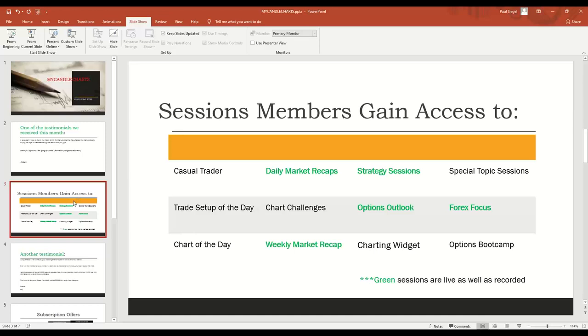Every other session that you see there in black, as well as what's in green, all of those sessions are actually recorded and videos that are posted. We know we have students in 85 different countries. So we know not everyone will be able to attend those sessions live, but we record everything that we do and put that up. So for example, our trade setup of the day video and chart of the day videos, those are always posted by 8 a.m. Eastern time. I know that we'll have people, for example, in India, that at 8 a.m. Eastern time, it was about 5 o'clock in the afternoon in India. So you'll be able to watch those in the afternoon there.